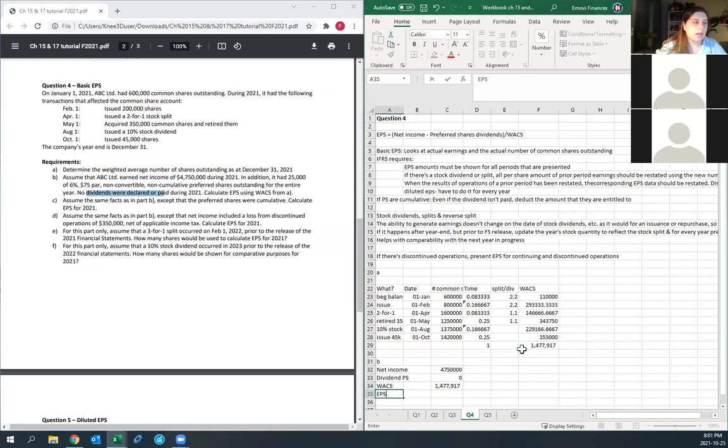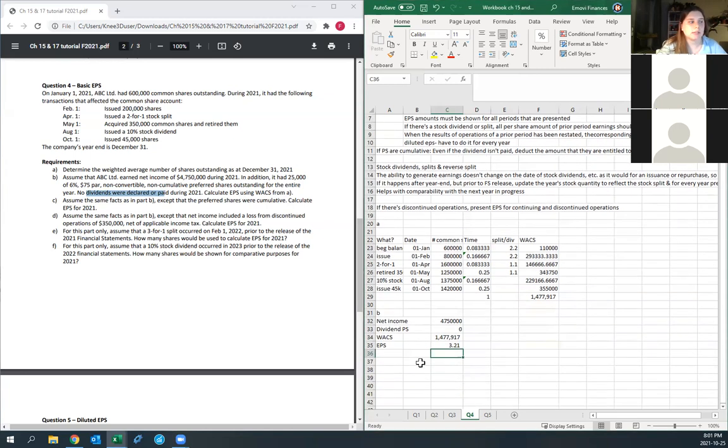So your EPS is going to be your 4.75 million minus your dividends, which is 0, divided by 1.477 million. So your EPS is $3.21 per share. So that's what a common shareholder can get back from its investment. For C, assume the same facts as in part B, except that the preferred shares were cumulative. Calculate EPS for 2021.